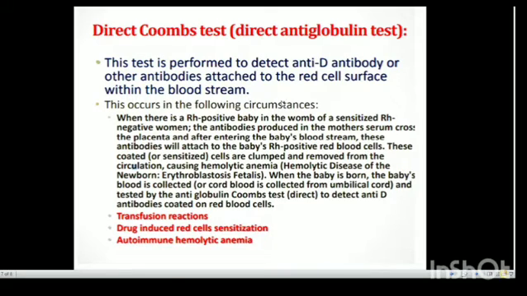When the baby is born, the baby's blood is collected and tested by the anti-globulin Coomb's test, that is the direct test, to detect anti-D antibodies coated on the red blood cells. The direct Coomb's test is also done for transfusion reactions, drug-induced red cell sensitization, and in cases of autoimmune hemolytic anemia.